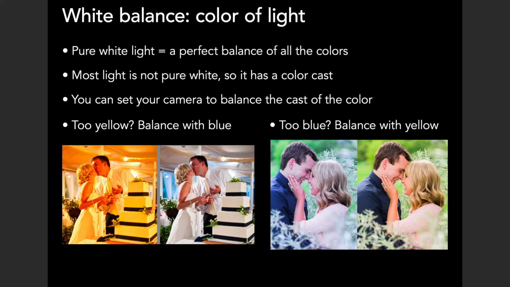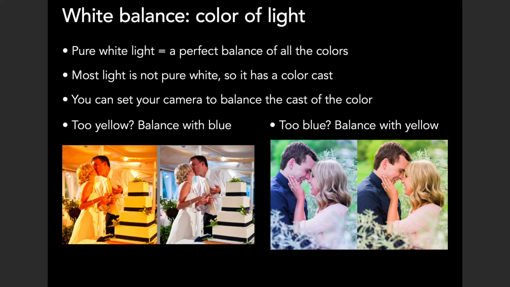Another thing that we need to talk about when talking about lighting is white balance, which is the color of light. So pure white light is a perfect balance of all the colors. If you've ever studied the physics of light, pure white is a mixture of all the colors put together. But most light is not perfectly balanced. It has a color cast one way or the other. And usually you want to avoid a picture that has too much of that color cast.